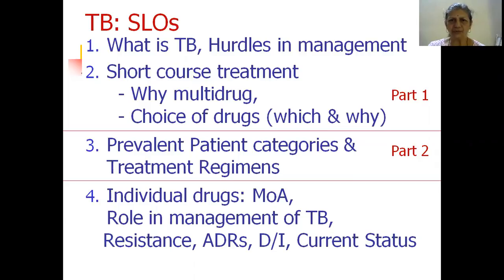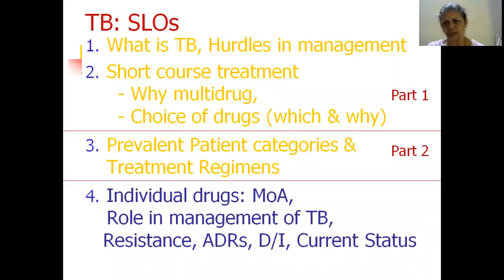In Part 1 and 2, we've already studied what is tuberculosis and how the short course regimens have been devised. And in Part 2, we saw the prevalent patient categories and the actual treatment regimens. And now we go on to seeing the individual drugs used in these treatment regimens.